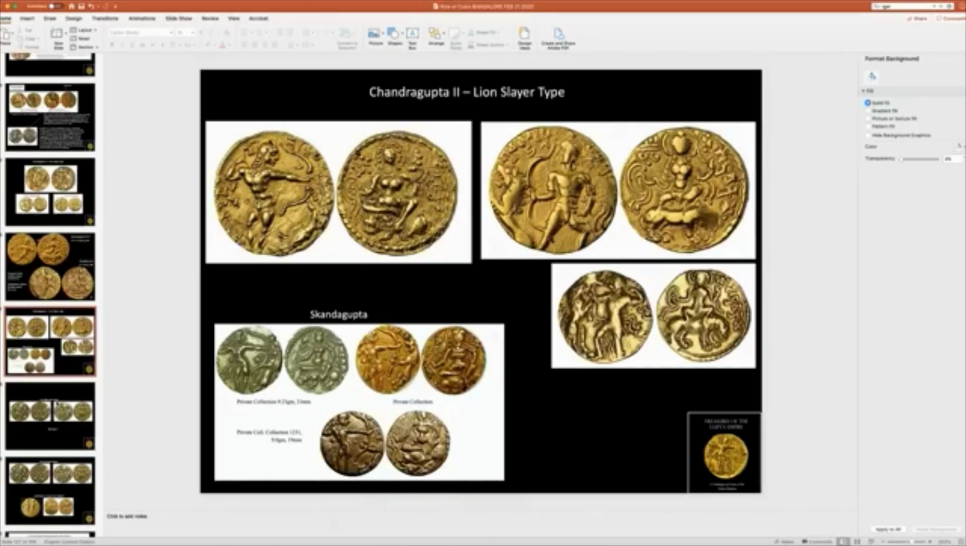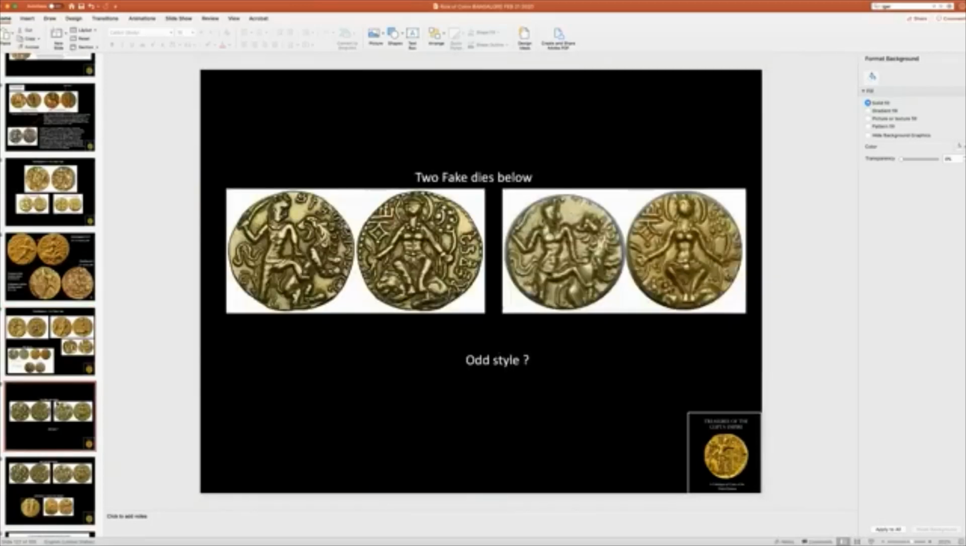If you come here, you see a few fake dies. Now, the fake dies are very different. You can see they're styled quite well to show the copy of that swordsman type, where the king is trying to kill the lion with a sword, right?